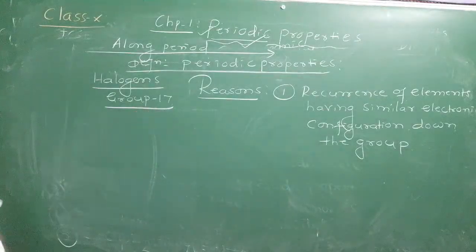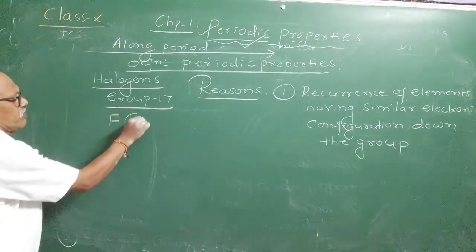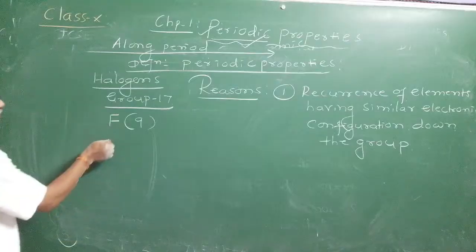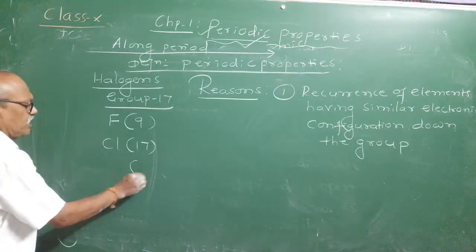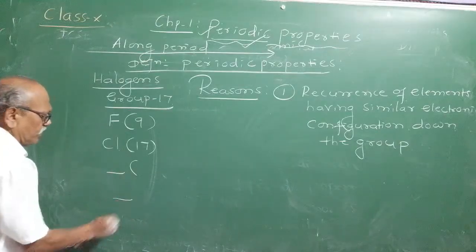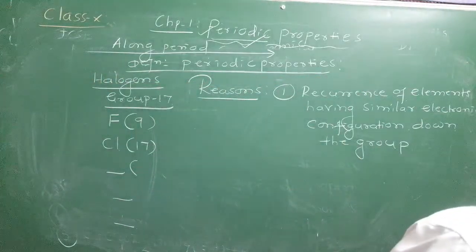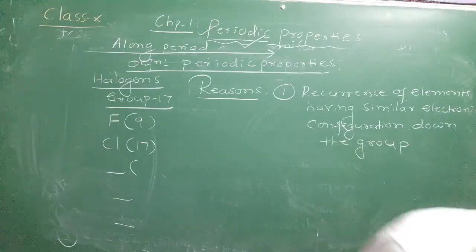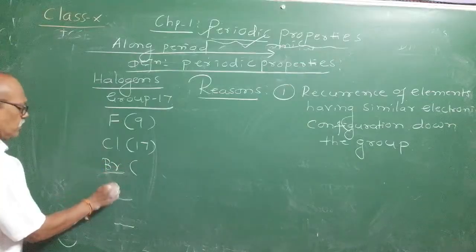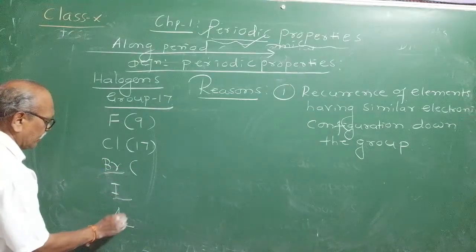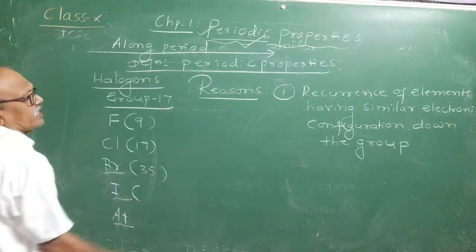If you take the group 17 elements, can any one of you tell me: the first element is fluorine with atomic number 9. The second element is chlorine, with atomic number 17. Third element, fourth element, fifth element, tell me what are the elements in the halogen group? Bromine, iodine and astatine. Bromine's atomic number is 35.